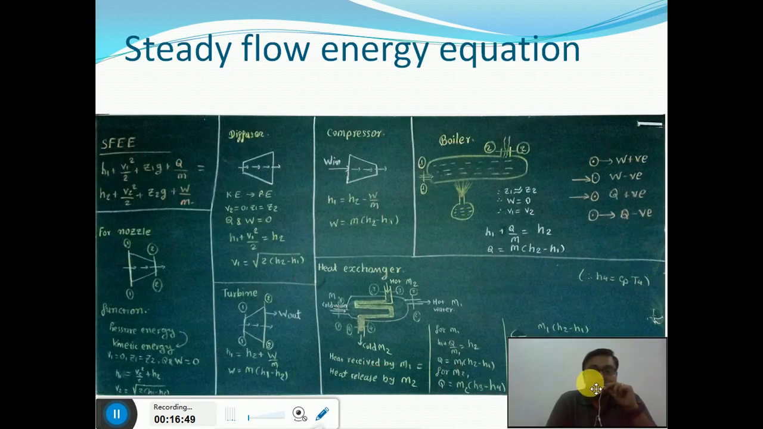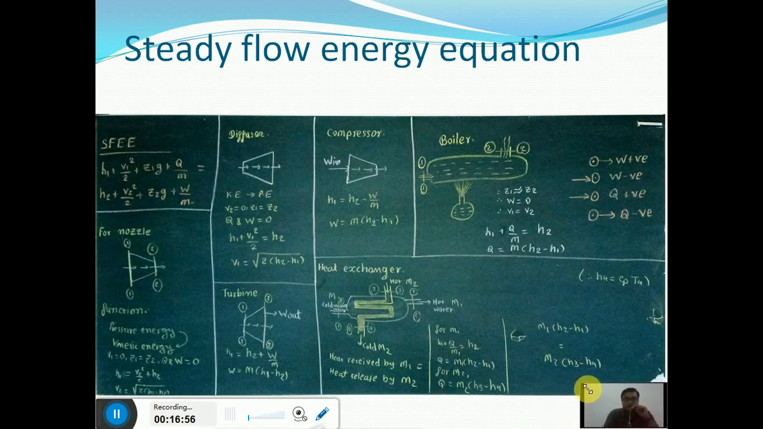Now, steady flow energy equation for different devices. The steady flow energy equation is nothing but H1 plus V1 square by 2 plus Z1 g plus Q by m is equal to H2 plus V2 square by 2 plus Z2 g plus W divided by m, as per the previous notation. Now for the nozzle, what is the function of the nozzle? To convert the pressure energy into kinetic energy.